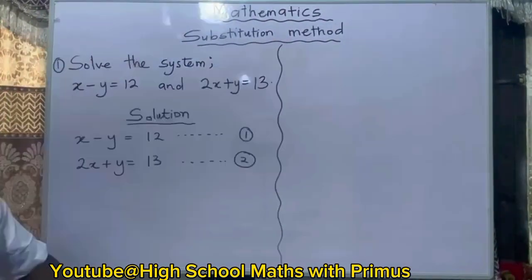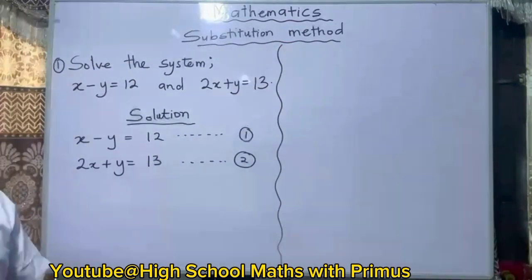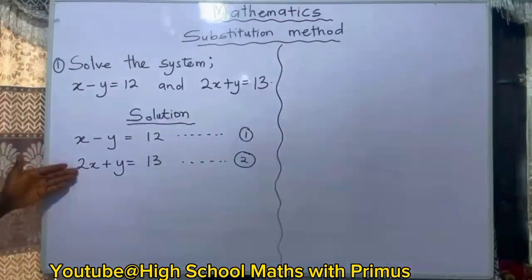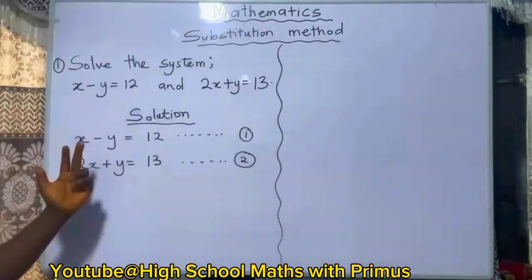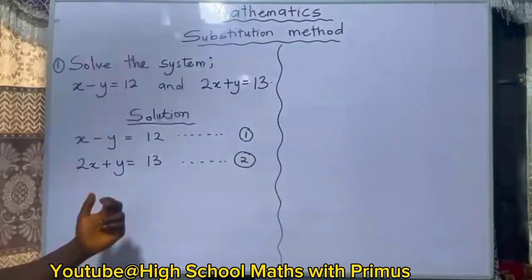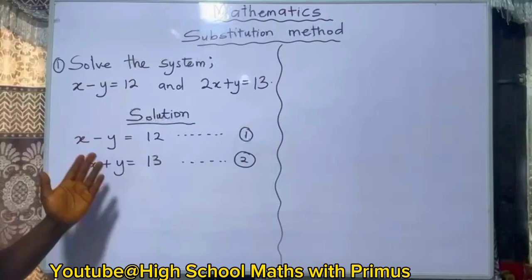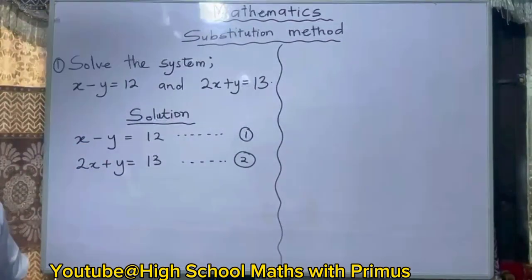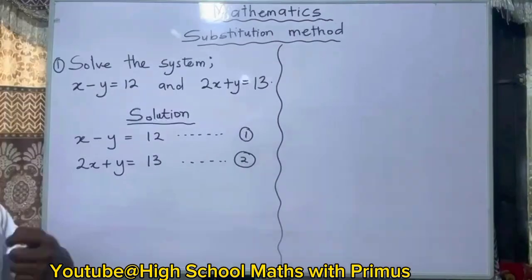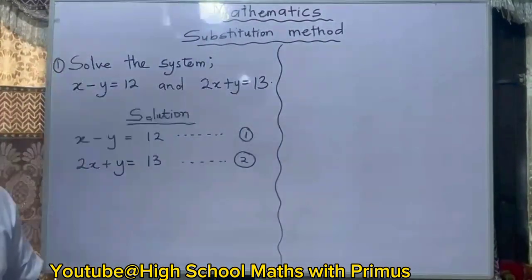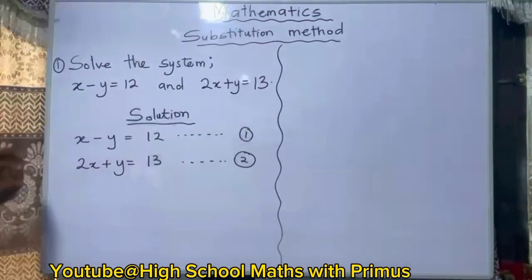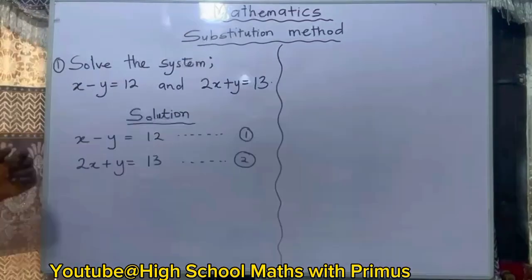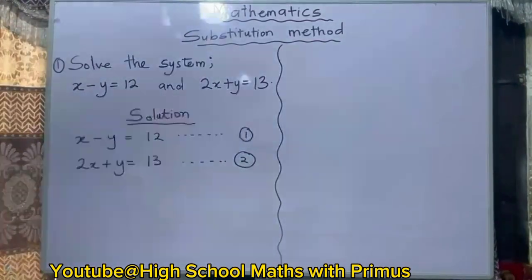Now, what is substitution telling us? Substitution is saying that we should check these two equations and pick any variable. Now we have x and we have y. We pick any of the variables x and y, any of them, and make it the subject in any of the equations. So I will choose equation 1 and make x the subject in equation 1.